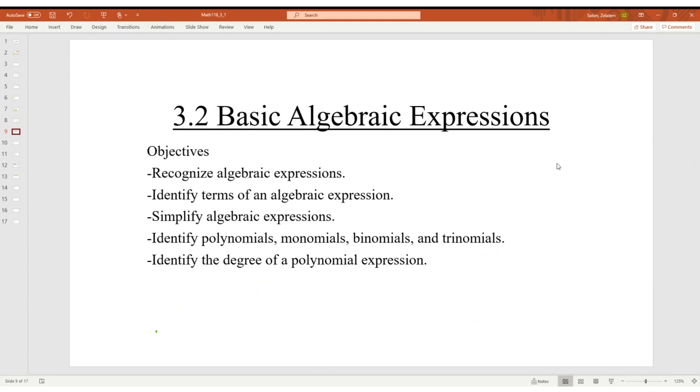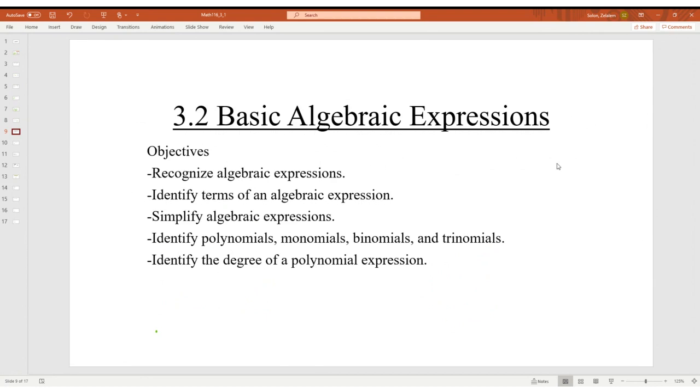Now, in the next one, we'll look at basic algebraic expressions. We'll talk about expressions and recognize algebraic expressions, identify terms of an algebraic expression, simplify algebraic expressions, identify polynomials, monomial, binomial, and trinomial. So just basically naming or classifying a polynomial. Don't worry about what monomial, binomial, trinomial mean. We are going to talk about them. The next one is to identify the degree of a polynomial. How we can identify the degree of a polynomial will be one of the topics.